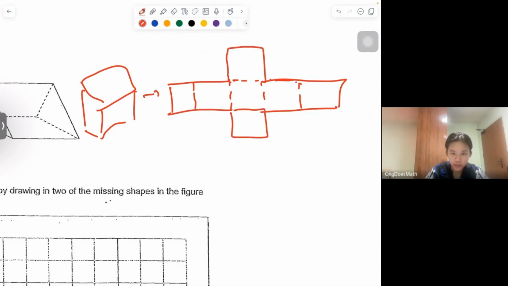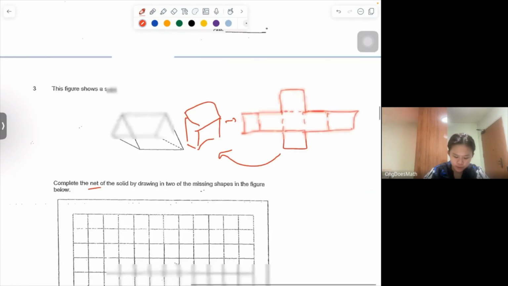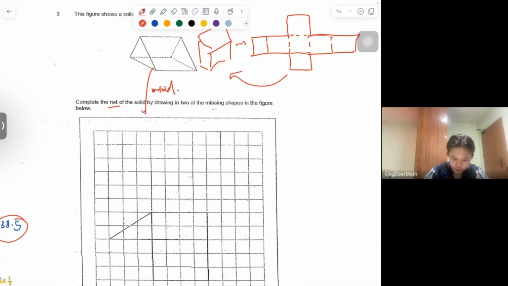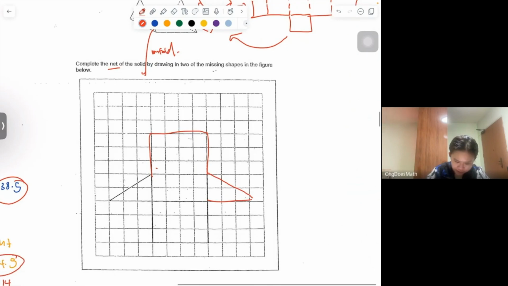So when you fold it, you will get a cube. So in this case, if you unfold it, what do you get? So it actually should look something like that. If you can't see, this part is actually already given to you.